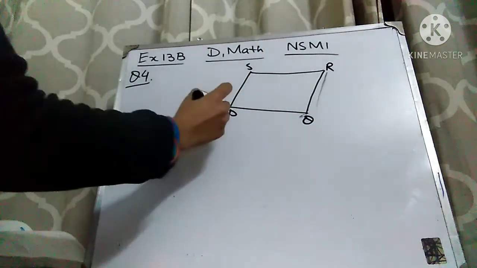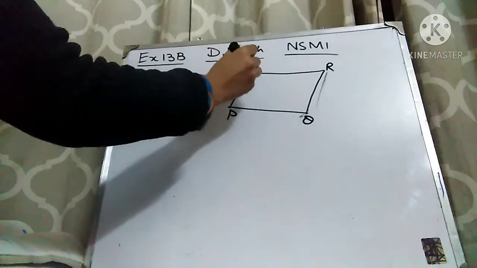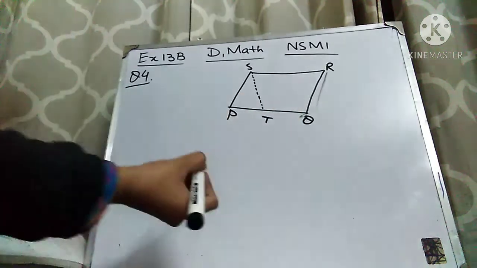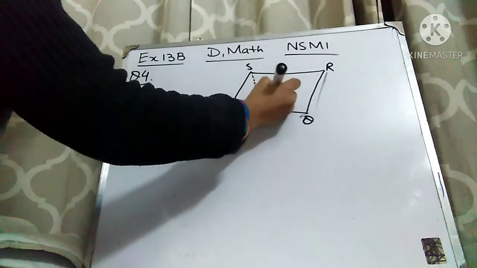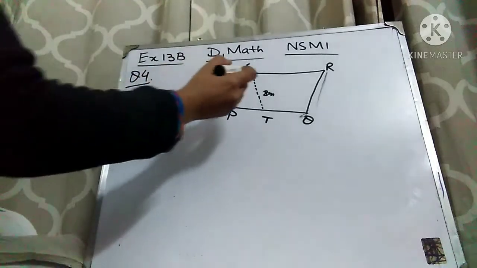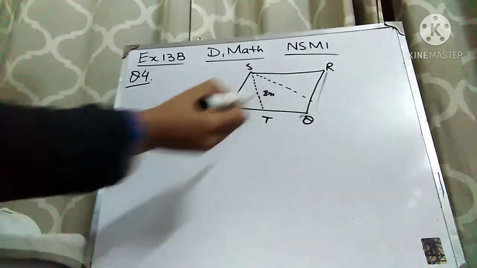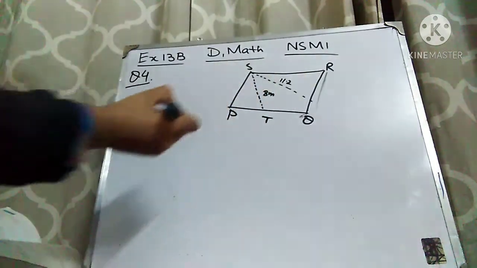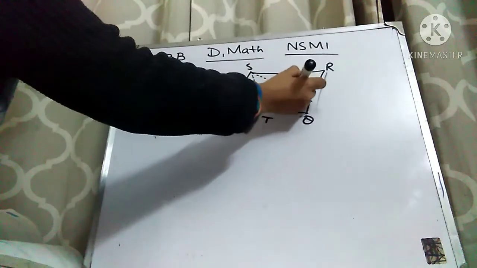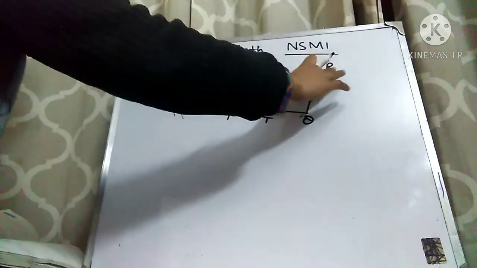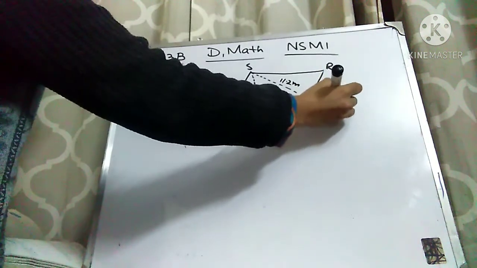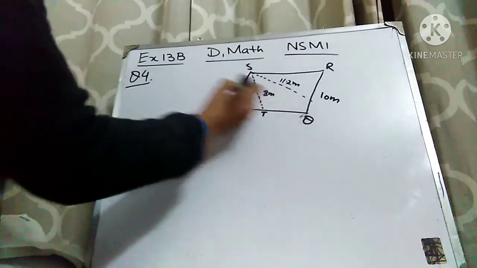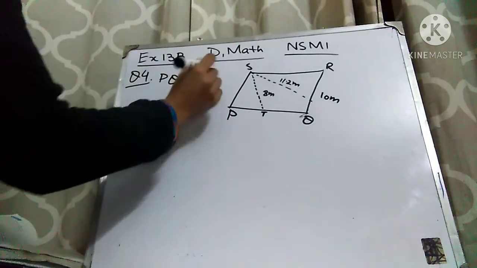Here this is a baseline, and the perpendicular on this line is ST, and the length of this ST is 8 meter. In the same way, the perpendicular on this line is SU, and the length is 11.2 meter, and the length of this baseline is 10 meter. So we have to find out the length of PQ.